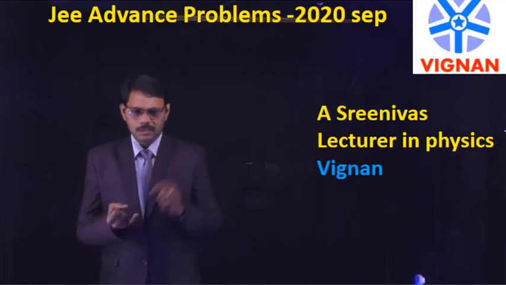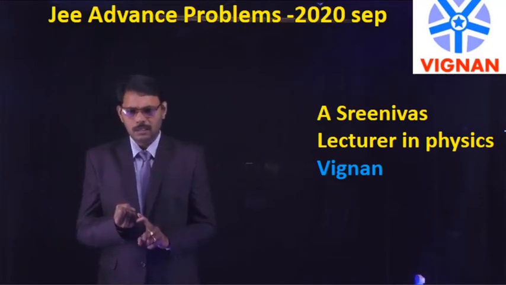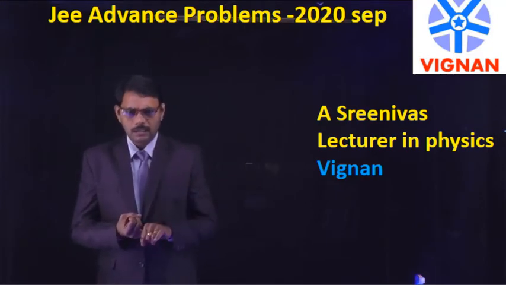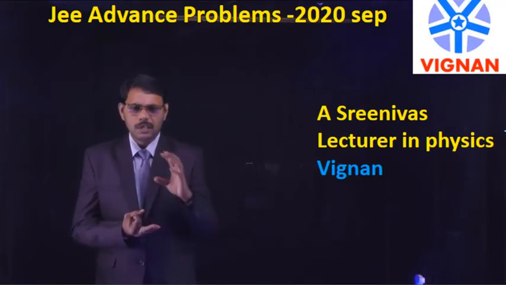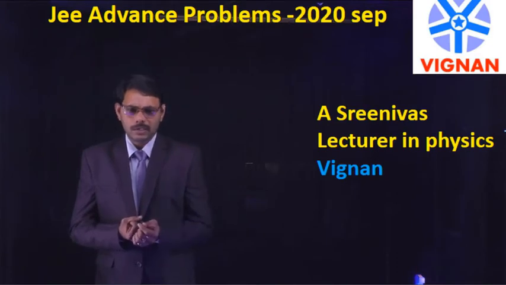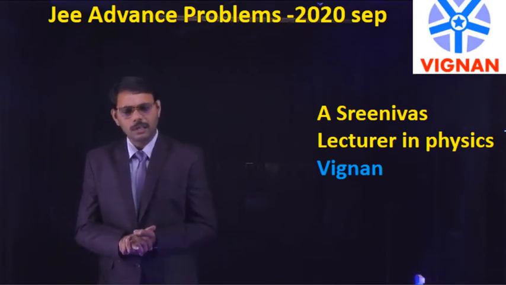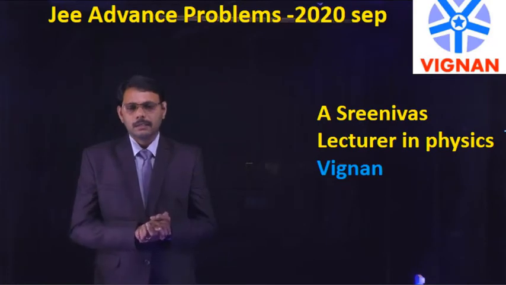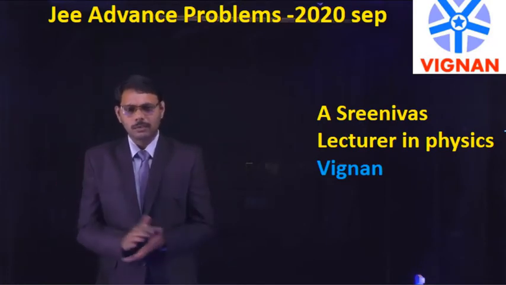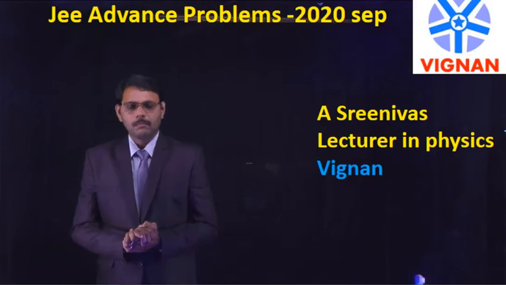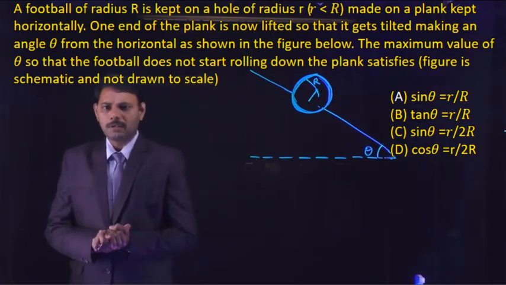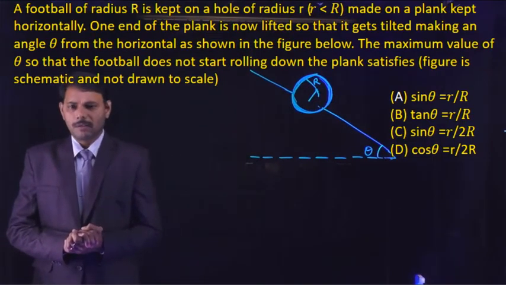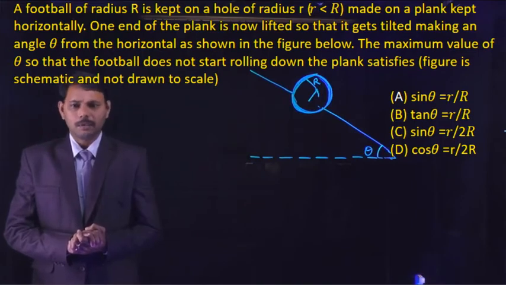The first 2 sections, in which one answer is correct and multiple answers are correct, carry negative marks. And the third section, which is numerical answer based questions without any option, has no negative marks. So let us move on to the first problem of section 1, in which only one option is correct. Students, let us come to the first question of the JEE Advanced Examination 2020 September.